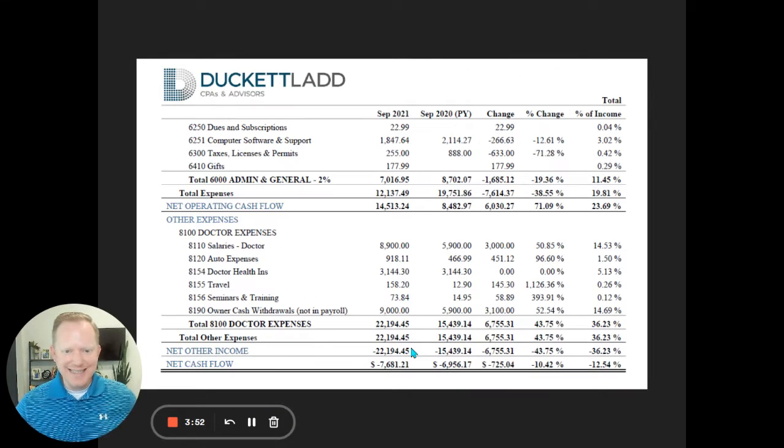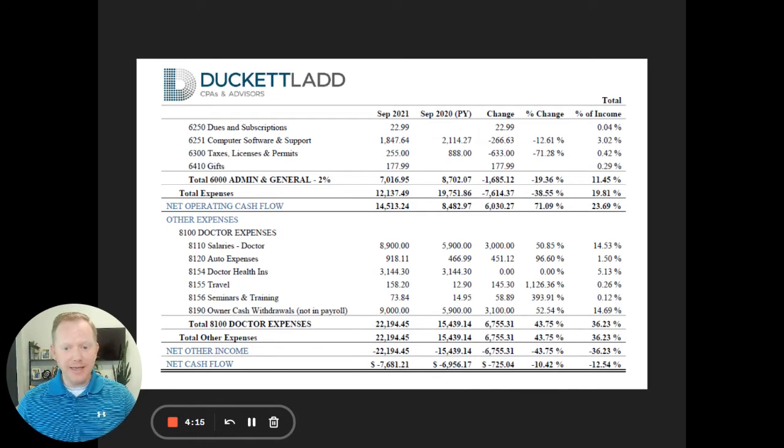So this is the expanded. This gets more detailed. Here, these are the doctor expenses we talked about. Again, net for the month was 14,000. What happened down here where the doctor's taking out 8,900 in salaries? Okay, this is an S corporation, taking out $8,900 a month in salaries. They get health insurance, and they're taking out another $9,000 a month for owner draws, right?